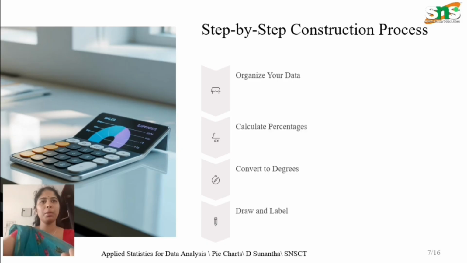Next will be the step-by-step construction. First, we have to organize the data into a frequency table. Next, calculate the total frequency, convert each frequency into a percentage, and calculate the central angle using the angle formula. Next, we have to draw the circle, mark the percentages, and use labels to categorize the sectors.